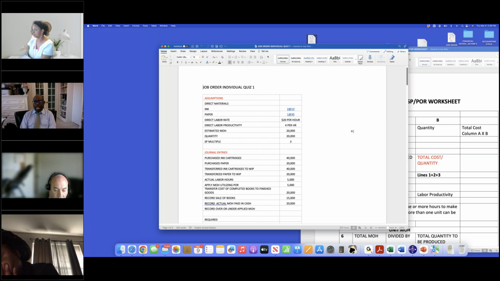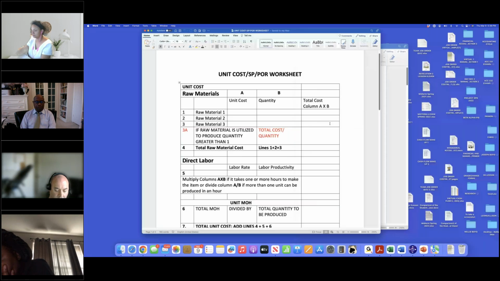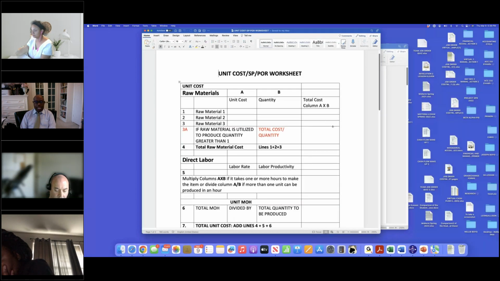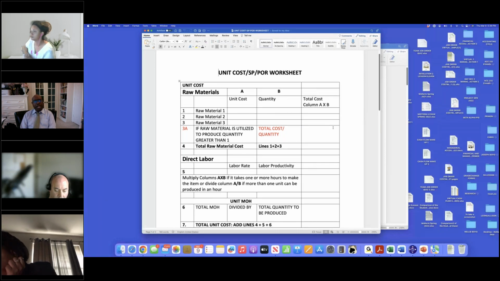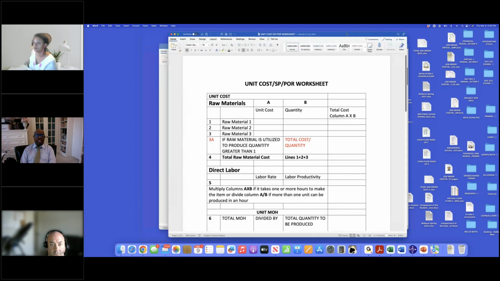Okay. So at this point, let's pull up your unit cost selling price POR worksheet. This is always the first thing you do when you're working the problems out. So does everybody have their unit cost selling price POR worksheet up? So what we're going to do with the ink? What's the unit cost of the ink? How much does the ink cost?